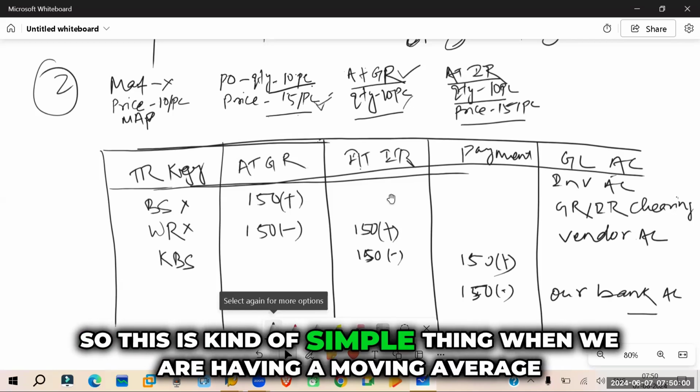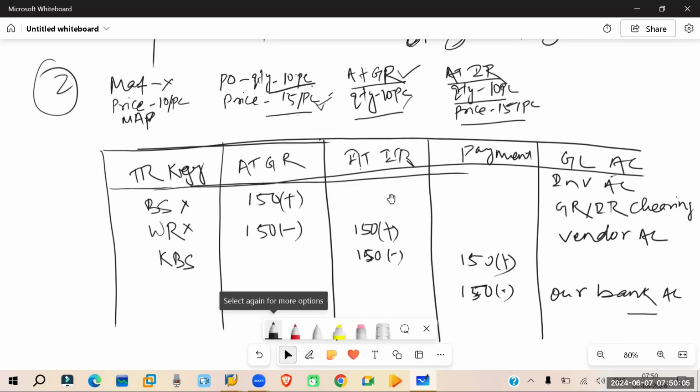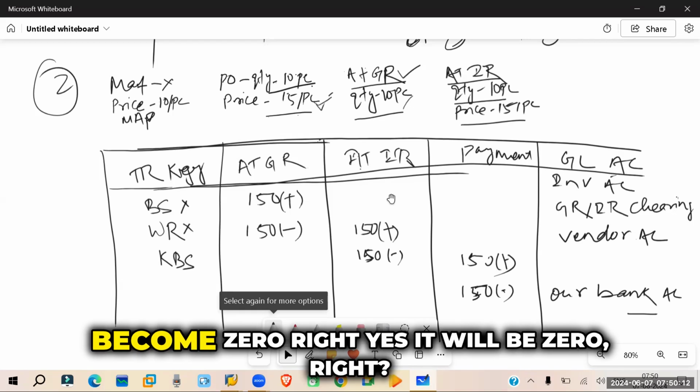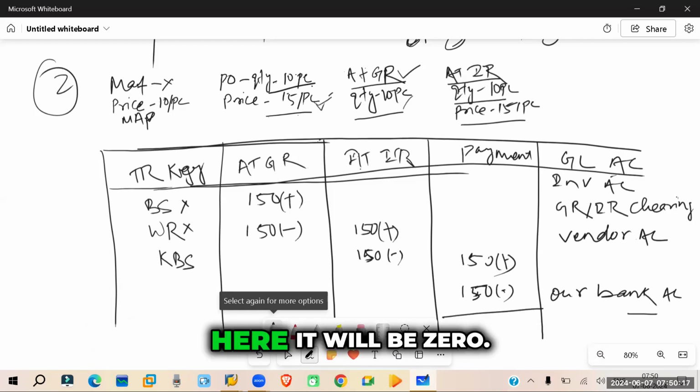So this is kind of simple thing when we are having a moving average price. Okay, able to understand or any doubts? Sir, after the payment, it will become zero, right? Yes, it will be zero. Okay. Here it will be zero.